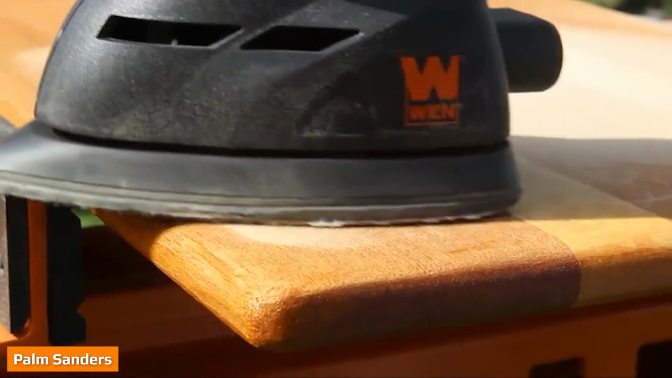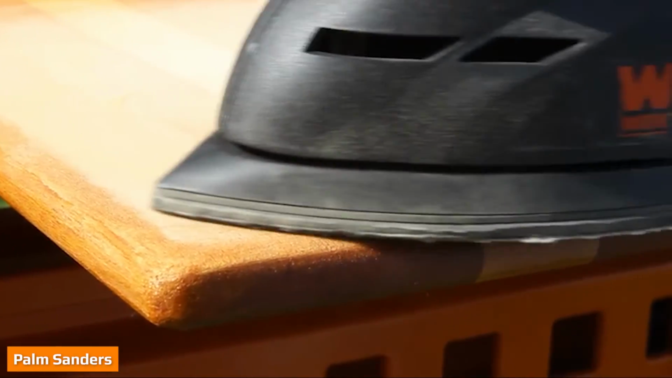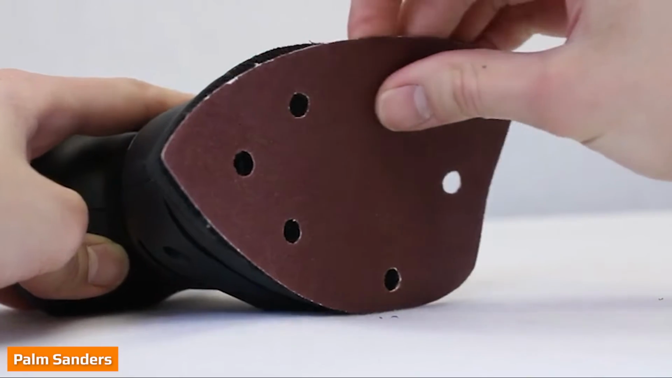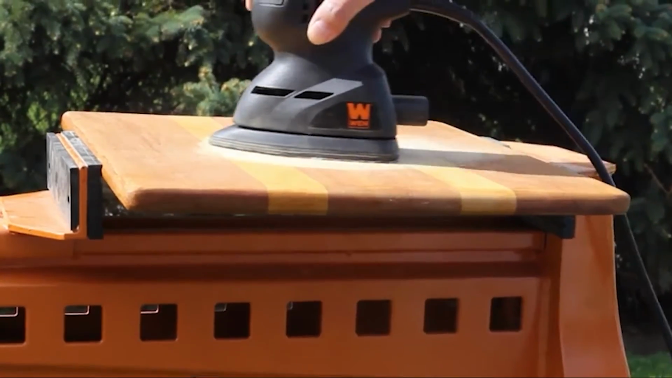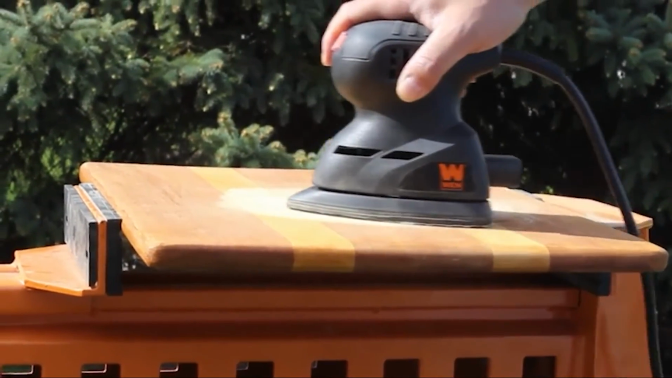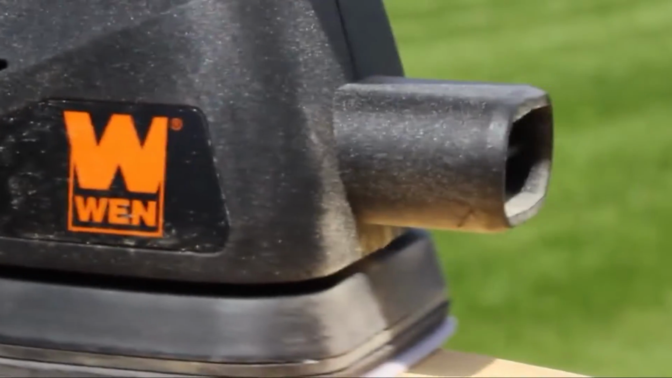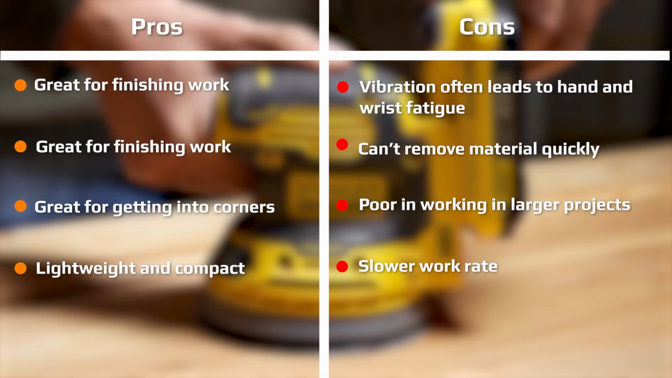Palm sanders. These small tools use a square pad that you can cut from a standard 9x11 sandpaper sheet. It is fastened to the bottom using clamp-on mechanisms like spring-loaded clips. They go by many other names, including palm grip, finishing, and sheet sanders. The compact size allows these sanders to glide in and out of tight spaces. They are a great tool for light tasks such as finishing or preparing for painting.